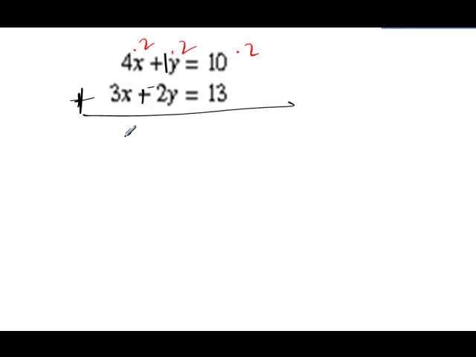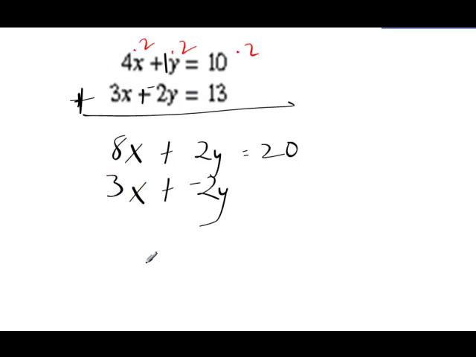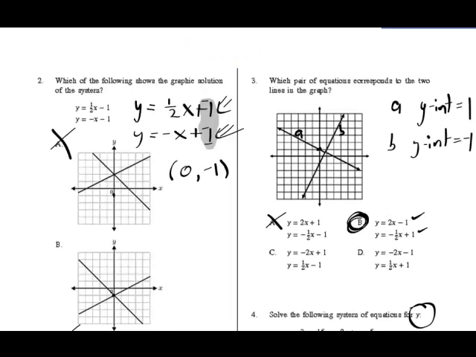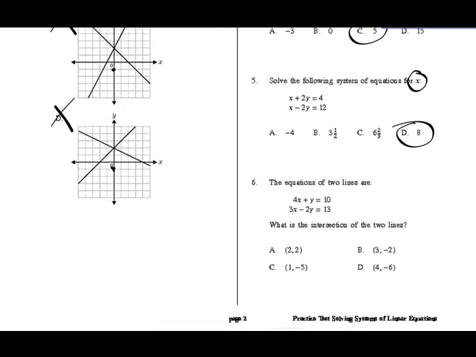So my new equation would be 8x plus 2y equals 20. And the equation I didn't do anything to was 3x plus, and there's my opposites, equals 13. All right, now we can add. What cancels? The y's cancel. Good, so I'm left with 11x equals 33. So divide by 11. So what is x? 3. So now, we needed to find both x and y, didn't we? But we can eliminate. x was 3. Well, gee, which one is the answer? Yeah, that's the only one with the x being 3.